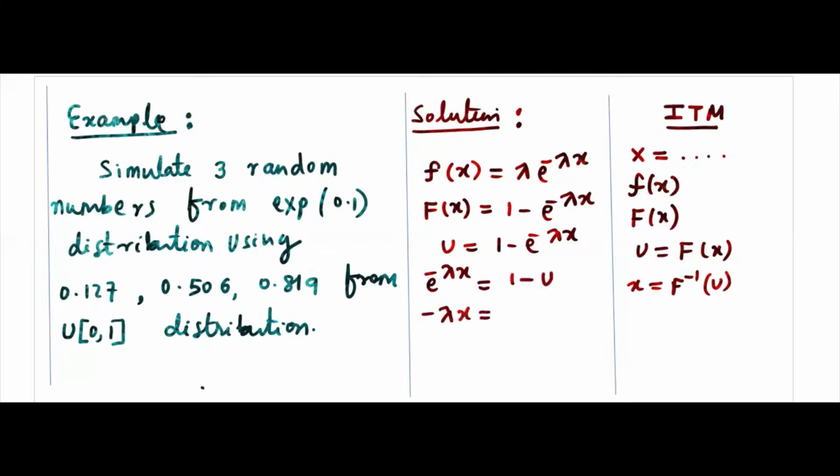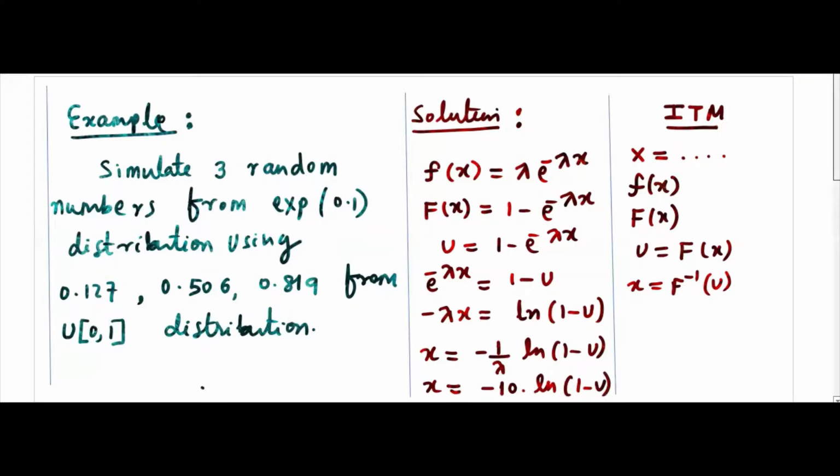If you take log on both sides, you can write ln also, ln of 1 minus u, or log, whatever you want to write. Then x is equal to minus 1 upon lambda ln(1 minus u). Then put the value of lambda. Lambda is 0.10, so this is minus 10 ln(1 minus u). Okay, so up to this it's over.